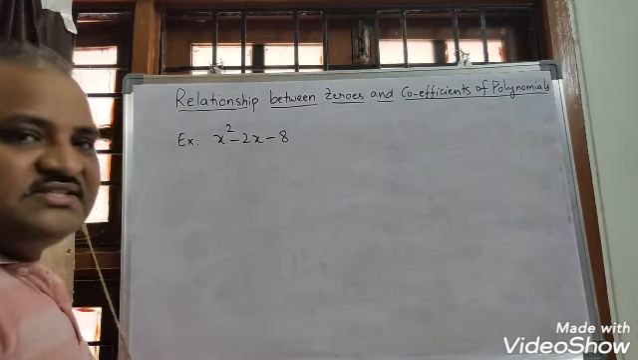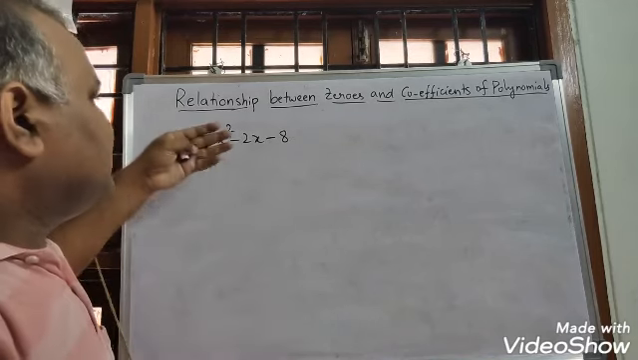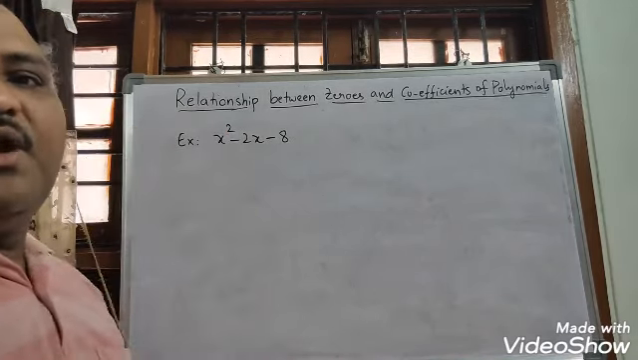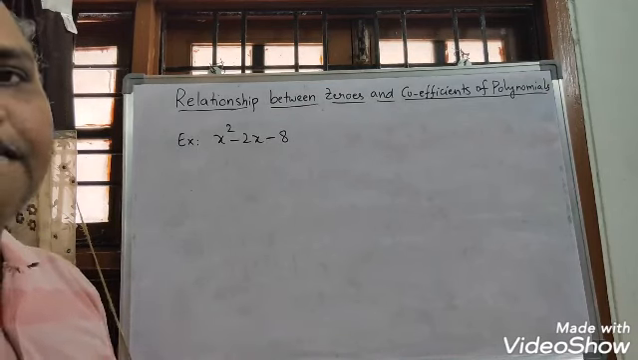So first let us take the formula. For taking the formula, first this must be compared with the general form of a quadratic polynomial. What is the general form of a quadratic polynomial?